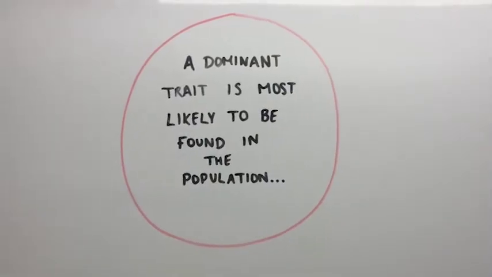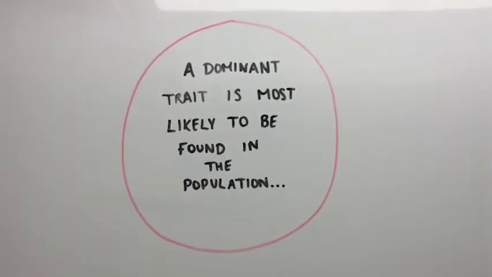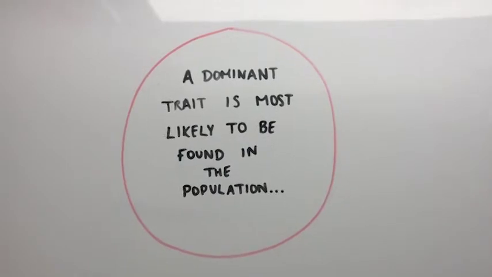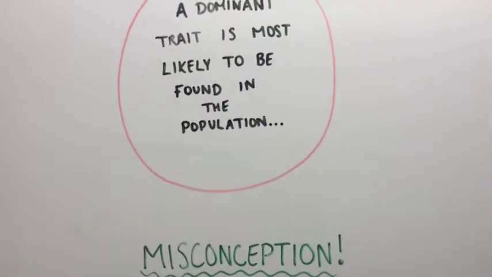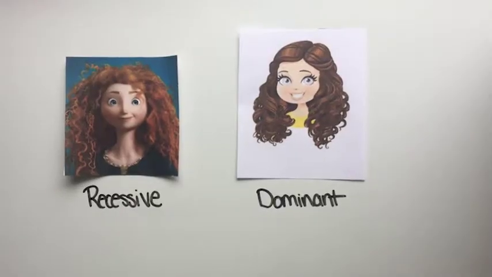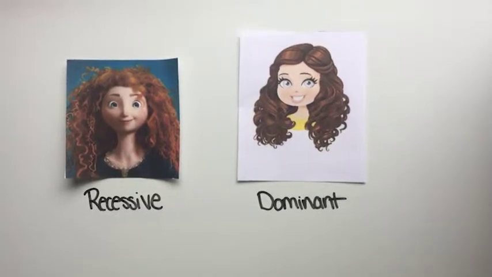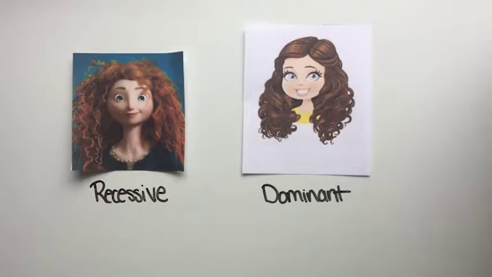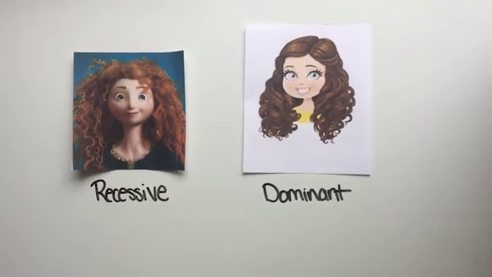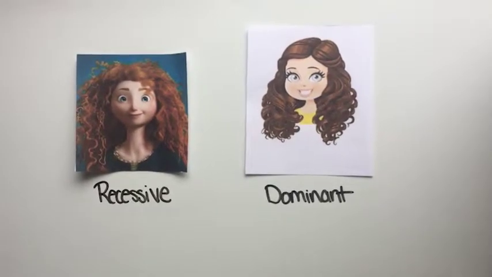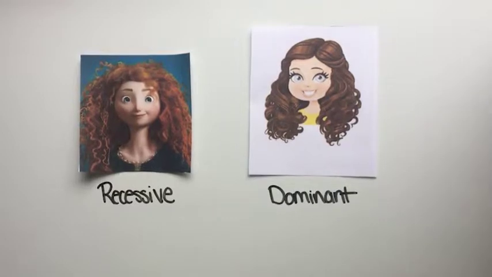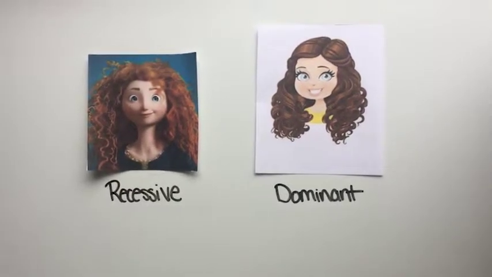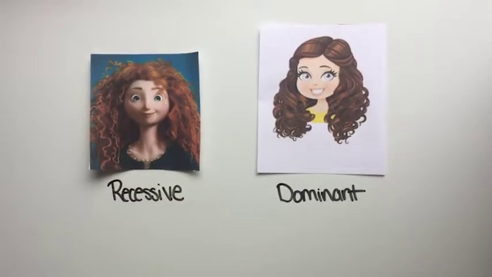From what you know about genetics, it may seem like a dominant trait is most likely to be found in a population. However, this is a misconception, and we're going to explain why. You might have heard people say something like redheads will be extinct within the next century or so, because dark hair is dominant. While that may seem to be the case for that trait, this is not always the case. Also, the term dominant may imply that expressing dominant traits is more prevalent or desirable.